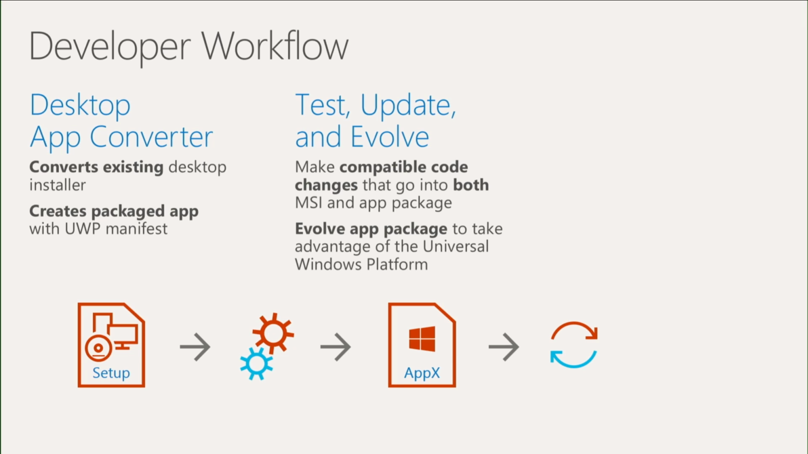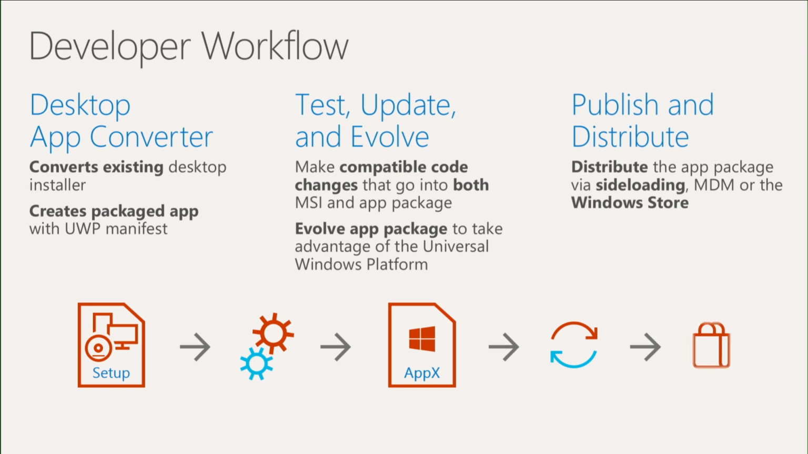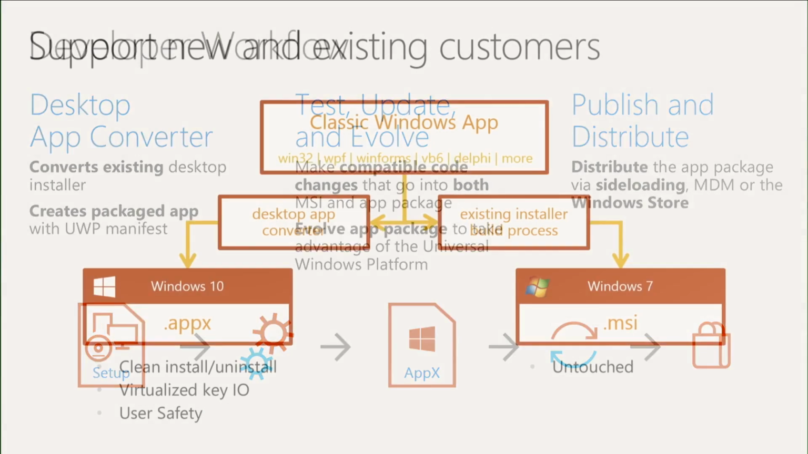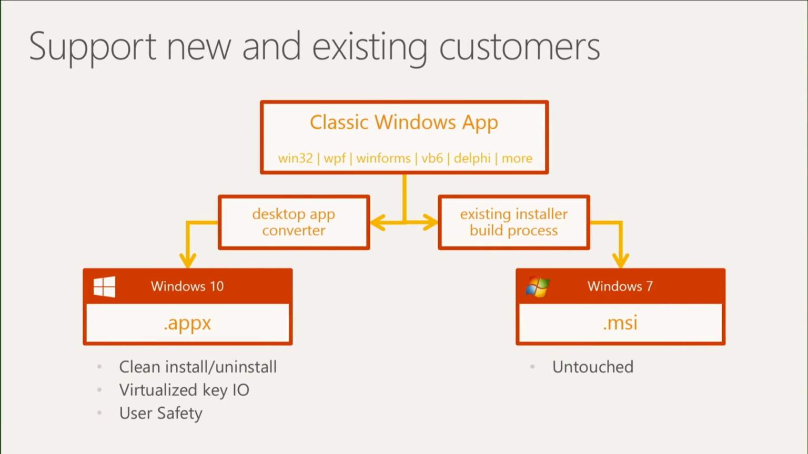Once they've got an app identity, they get a GUID, and they are now unique citizens in the Windows 10 world. You can also start adding additional code that's using UWP APIs. And then you can distribute it through the store, or through mobile device management, or through sideloading. You can do this in parallel. You don't have to touch your existing build.